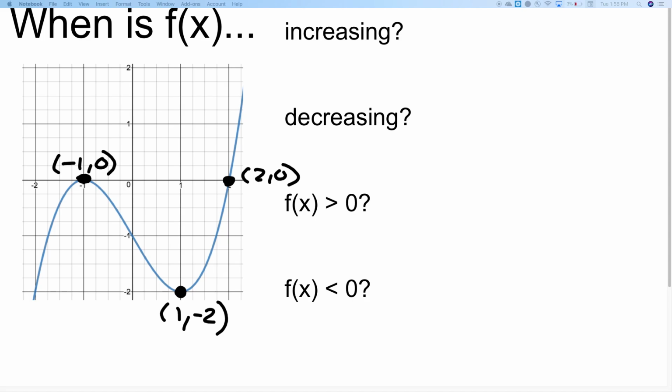Abby's group was just talking about what if it's increasing in more than one place? Then you'll have more than one inequality for increasing. That's fine.